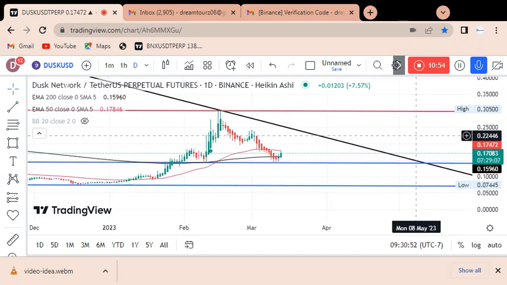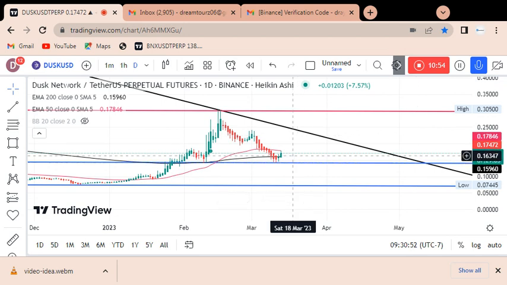Now look at the resistance that made us go down, the 50 EMA that I told you guys about. This is the 50 EMA. It rejected price. So now price is in between the 50 EMA and the 200 EMA, which means the price will be ranging at those spots. Now we'll be experiencing market range at this point.